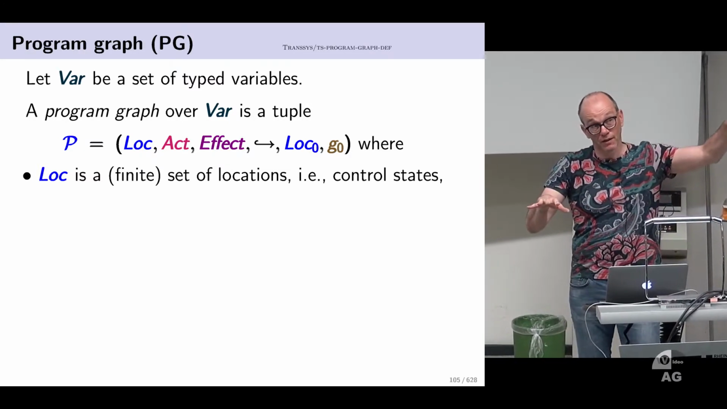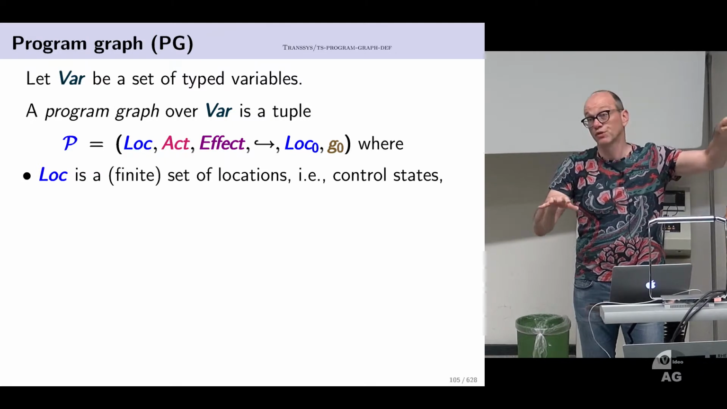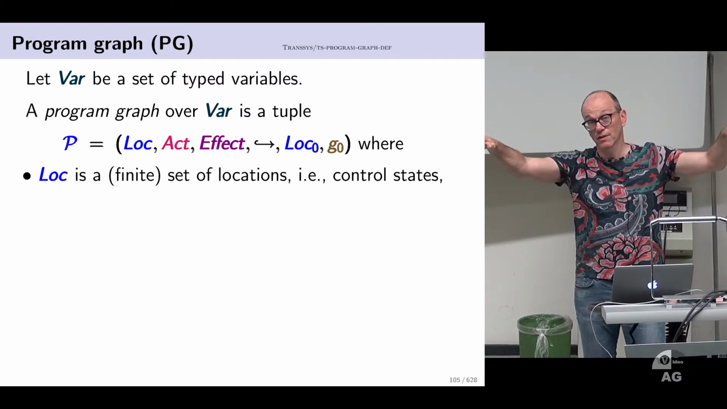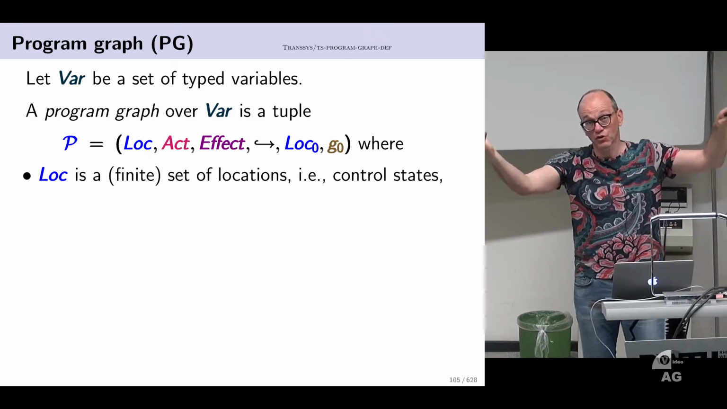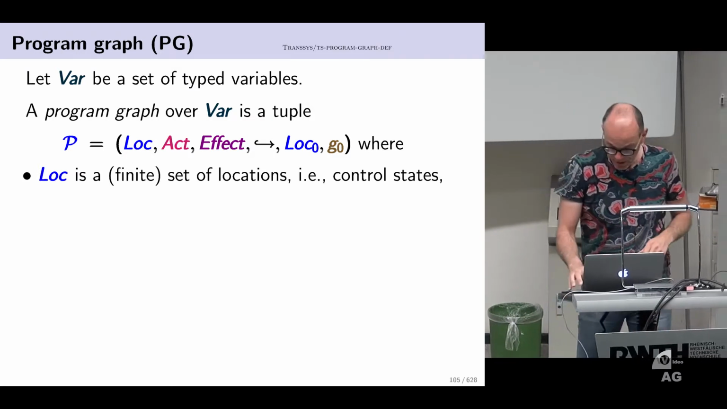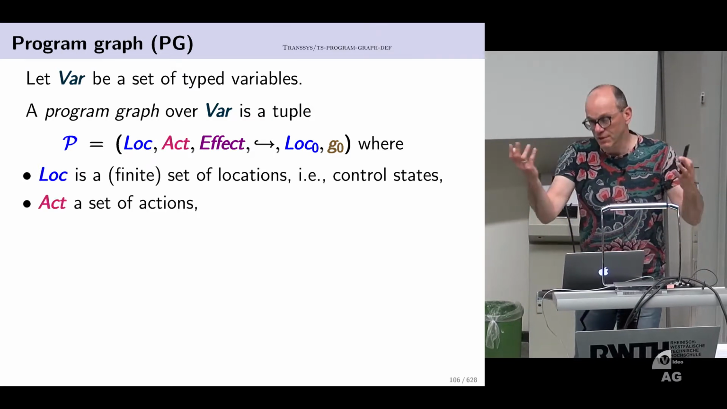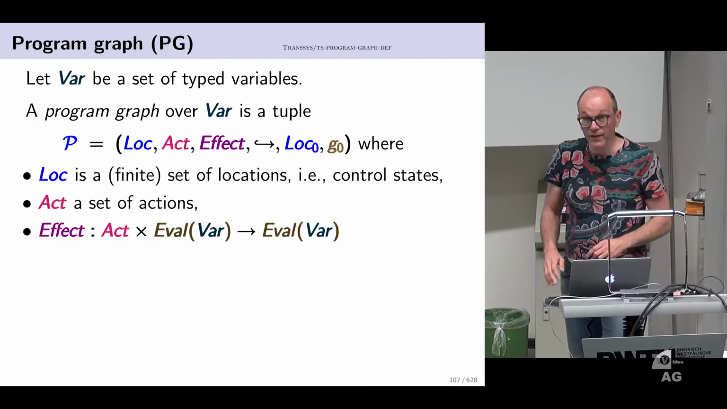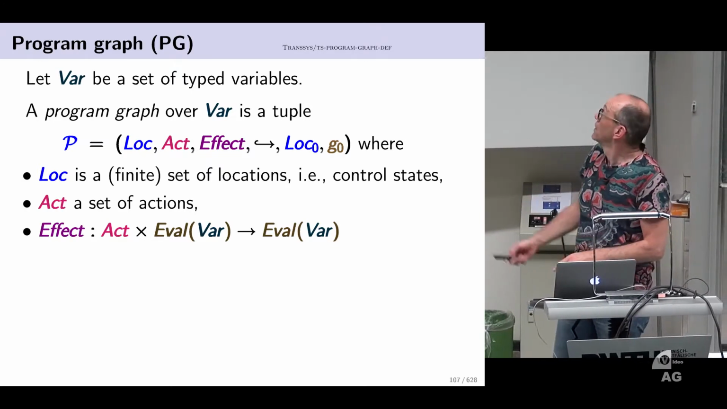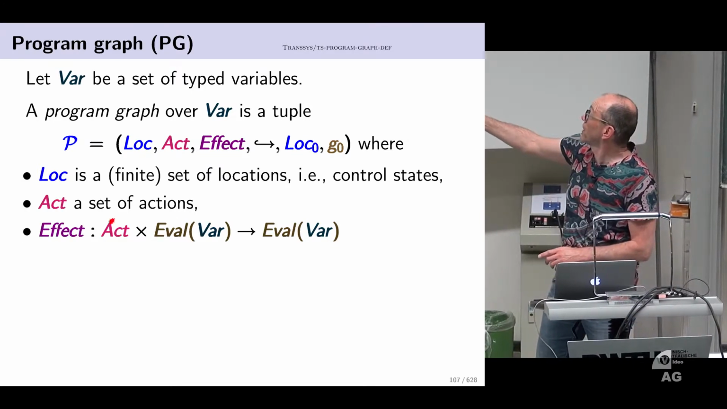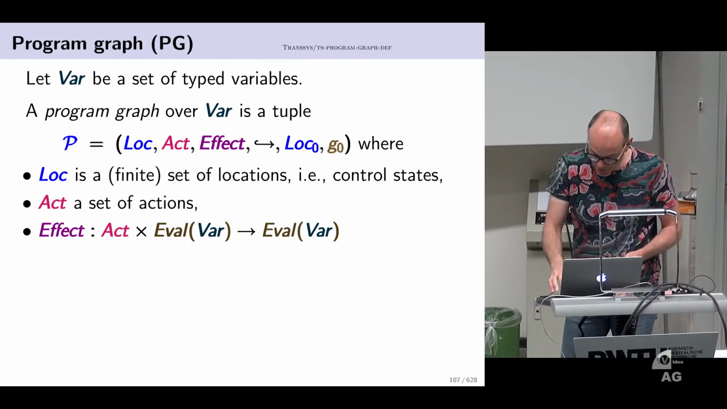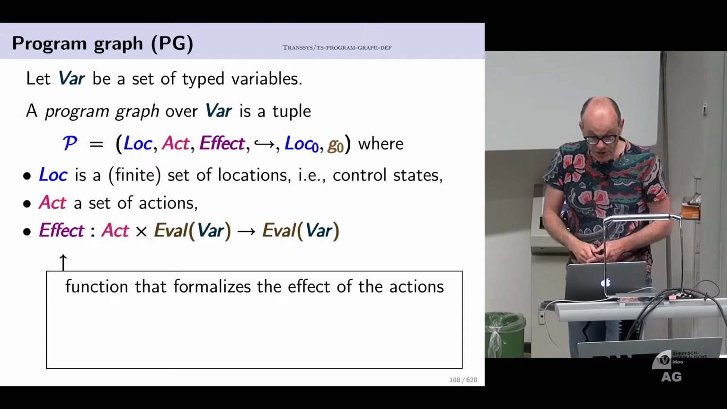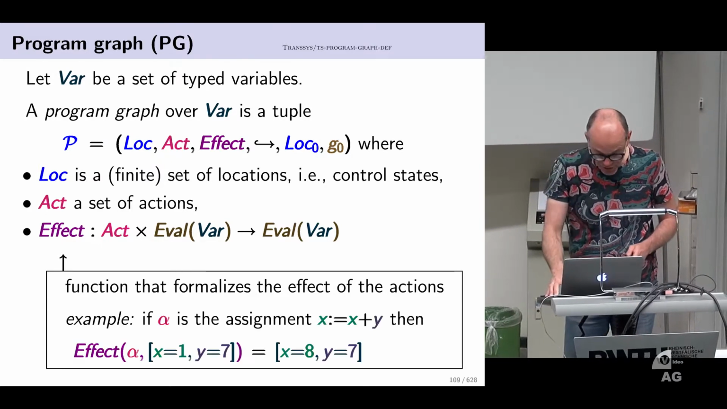Locations are the inputs of a program. States are the semantics of a program. They tell you what's the program location plus the values. These are two different concepts, right? Then there is a set of actions, assignments. Then there is this effect function. Given the current values and a certain assignment, it tells you what are the next values of your program. So this is a function that formalizes the effect of the actions.